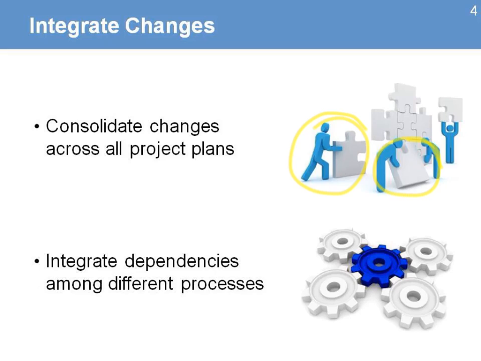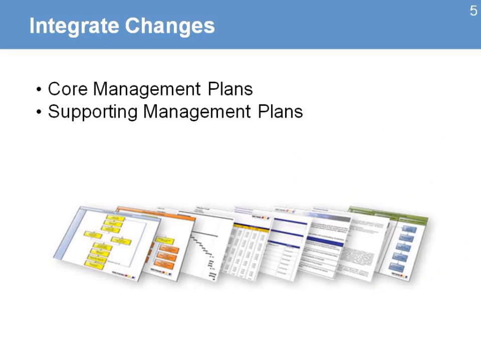We also look at the level of dependencies that exist between the different processes in our plans. Our scope management plan has a direct relationship with the schedule, and any changes that we have are going to be impacting that. So we make sure that when we integrate those changes, they are reflected in all the plans where that information needs to be updated.